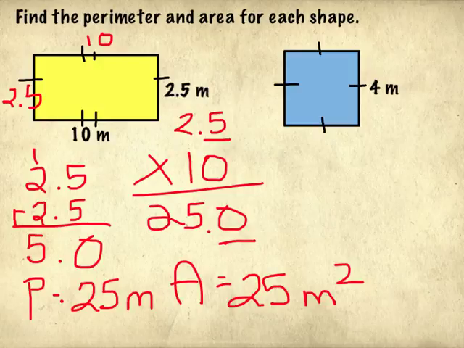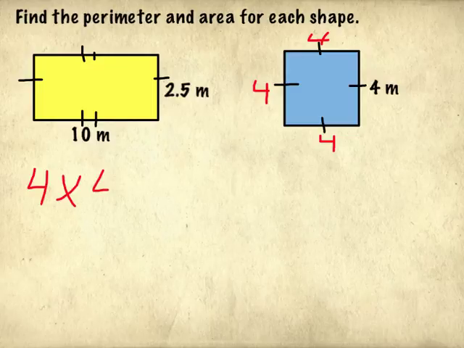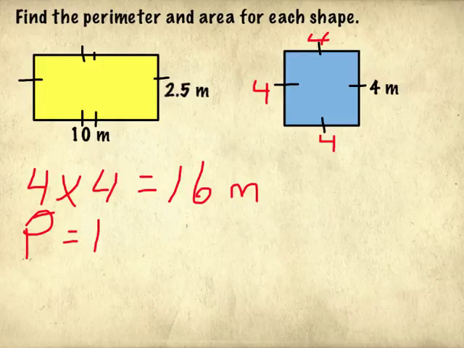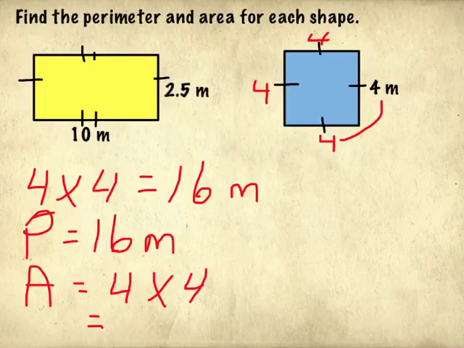Let's take a look at the blue square, and I'm just going to erase this to make some room. So moving on to my square, because it's a square, and I know it is, it has lines that tell me all sides will be 4 meters. So to find the perimeter, I need to add all those up, or because I know there's 4 groups of 4, I could just do 4 times 4. Perimeter is 16 meters. To find the area, I'm going to do 4 times 4. And that will also give me 16 meters square.